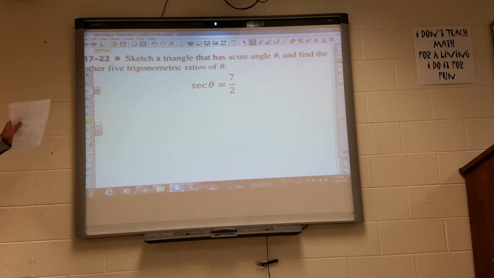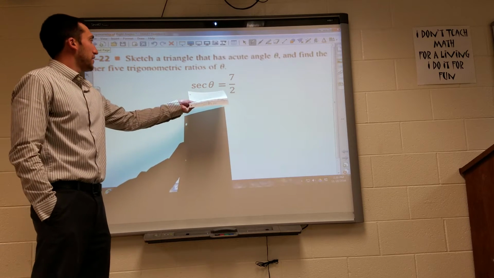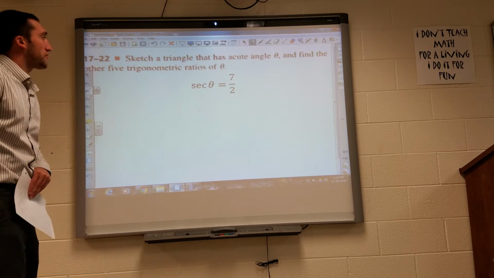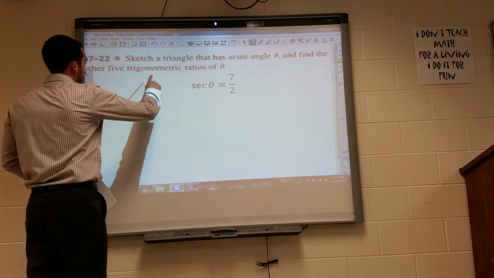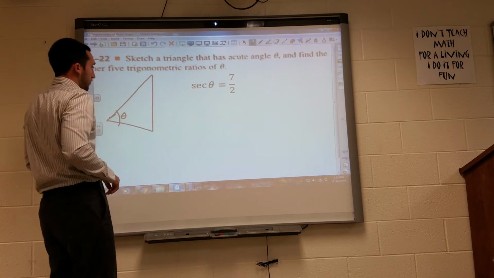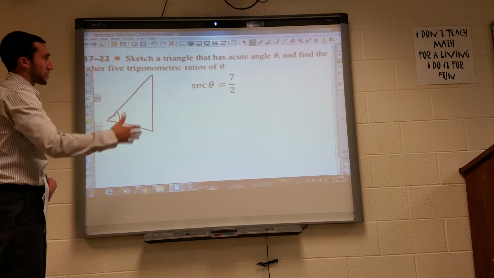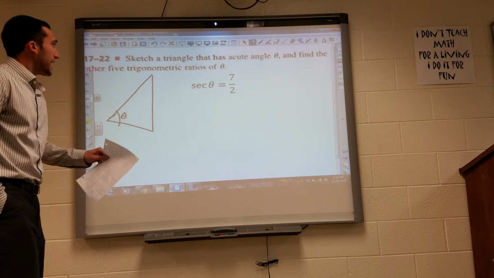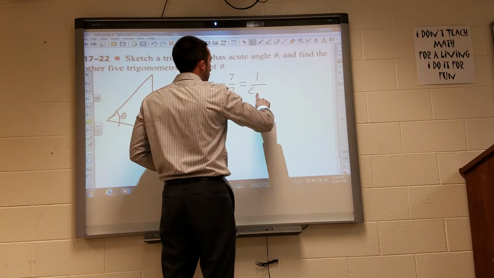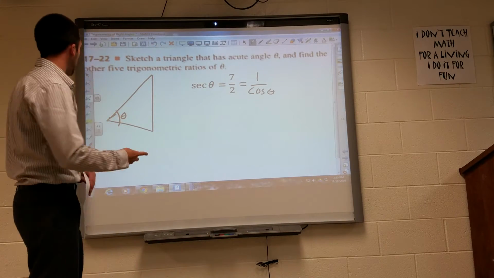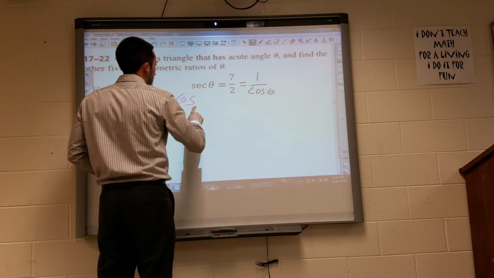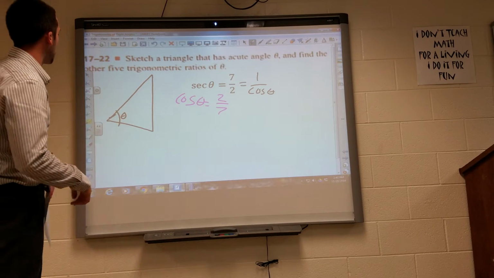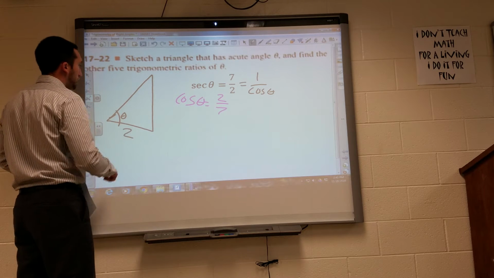Next, they want us to sketch the triangle given that the secant of theta, or whatever trig function they may give us, is equal to 7/2. I'm going to always start by drawing my triangle, standard form triangle, first quadrant, everything's positive. Secant of theta, we don't know what theta is, but we don't care. Secant is equal to 1 over cosine of theta, so I can flip my secant, and that gives me cosine of theta equal to 2/7. Since cosine is adjacent over hypotenuse, I know that this adjacent side must be 2.